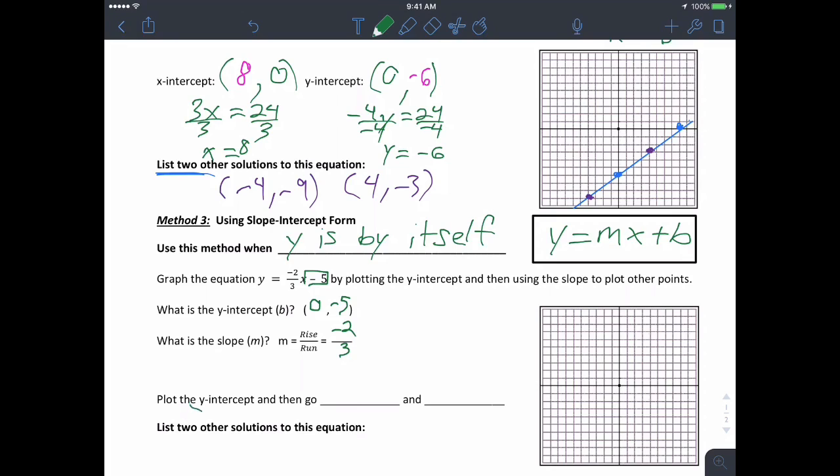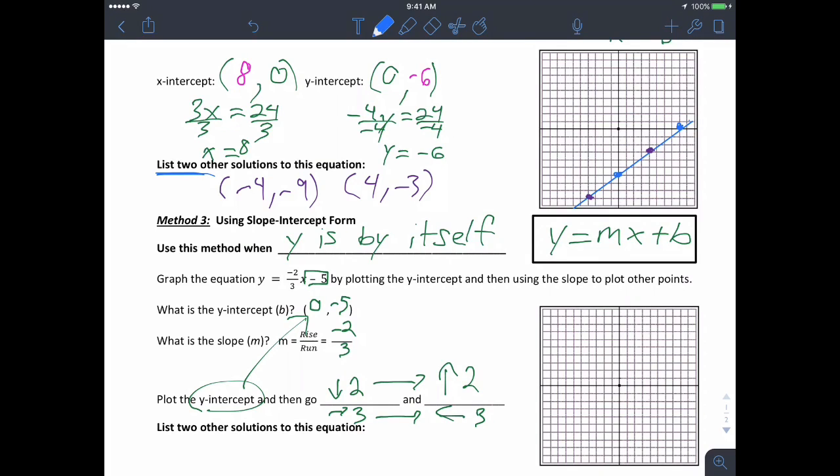Now, we're going to first plot the y-intercept, which is (0, -5), and then we're going to go down 2, and then we're going to go to the right 3. Because we have a negative here, that tells us to go down. Because we have a positive, that tells us to go to the right. Now, when you want to go in the opposite direction, we're just going to do the opposite of this, which is up 2, and the opposite of this, which is to the left 3.